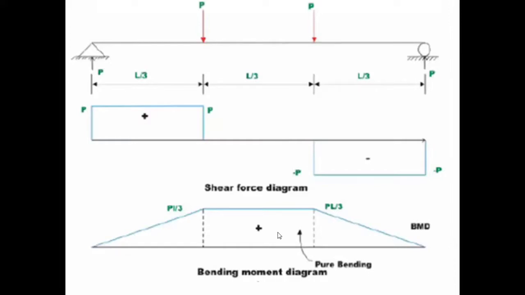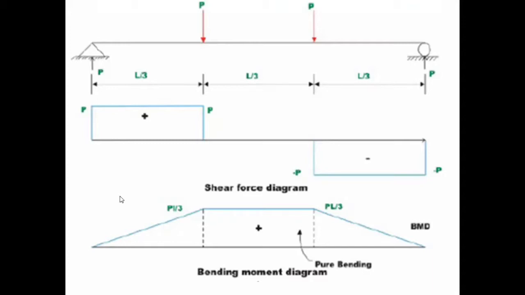If you see, there are two concentrated point loads. It means they are spaced at equal length from each other as well as from the support. So they are symmetrically placed. And one more thing is, whatever the shear force is between the two point loads, it is zero. There is no shear force in the middle one third length of the beam.